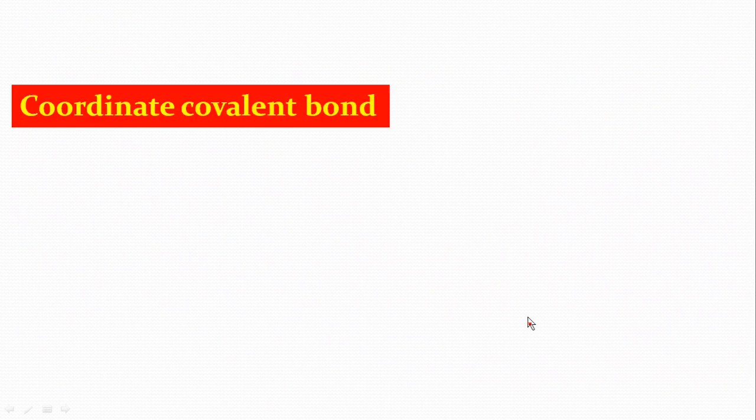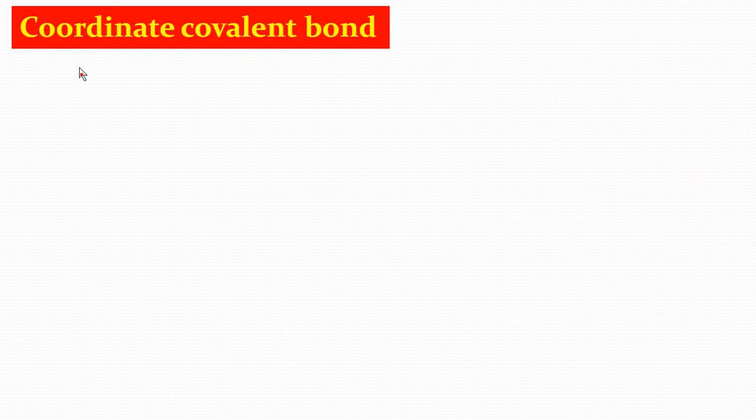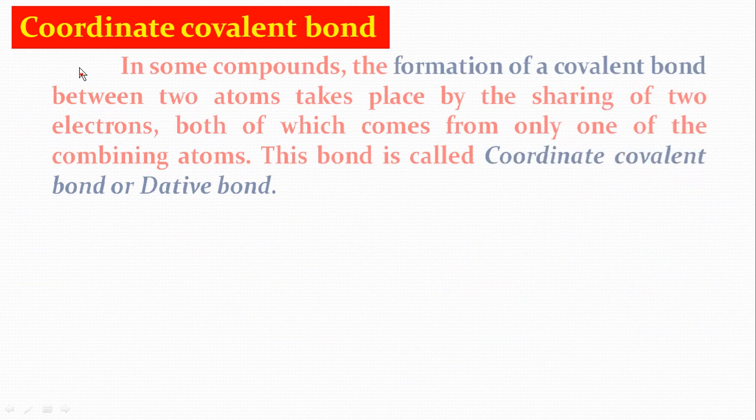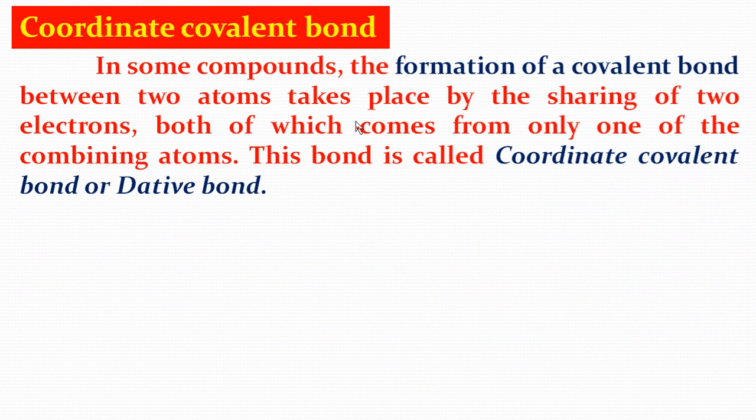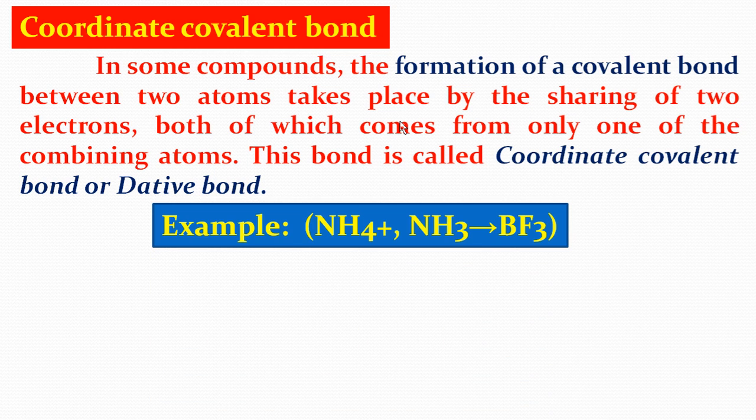Now we come to the third type of bond, that is coordinate covalent bond. In some compounds, a covalent bond is formed between two atoms, for example hydrogen and hydrogen, where both atoms share electrons. In a coordinate covalent bond, sharing of two electrons takes place, both of which come from only one of the combining atoms, and this bond is called a coordinate covalent bond. This coordinate covalent bond is also called a dative bond.